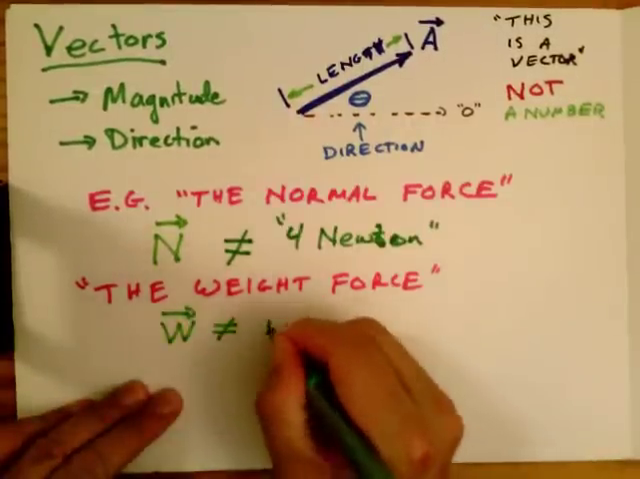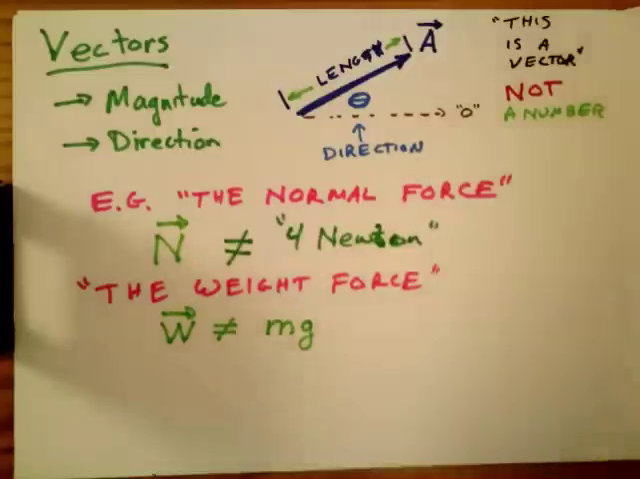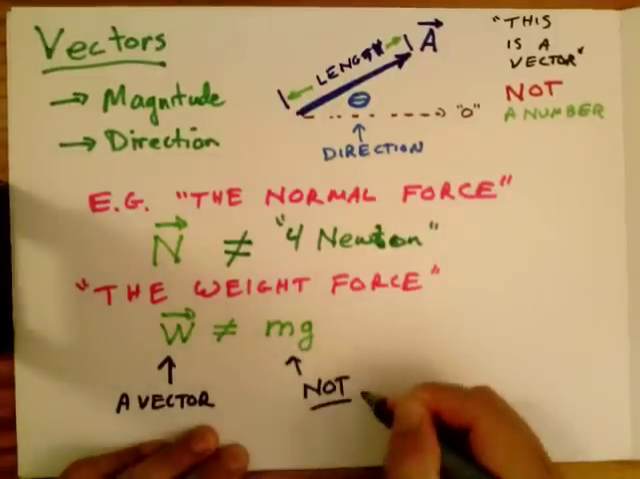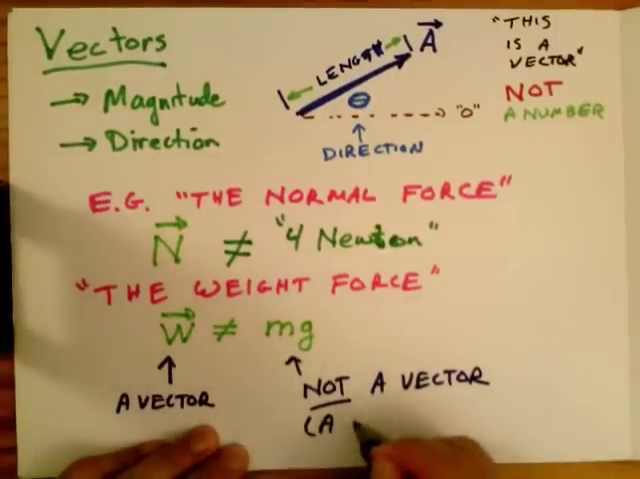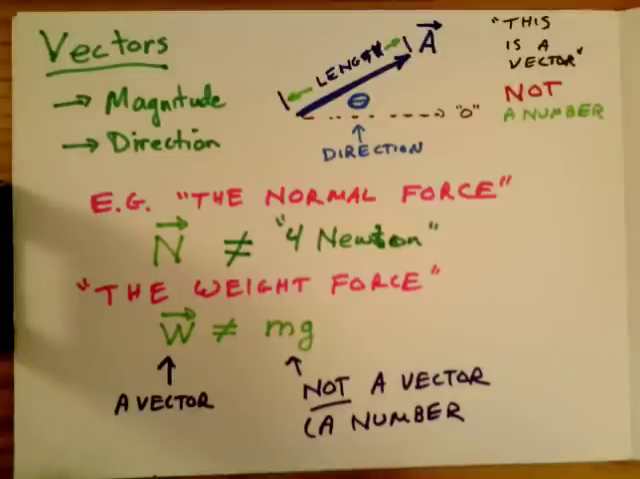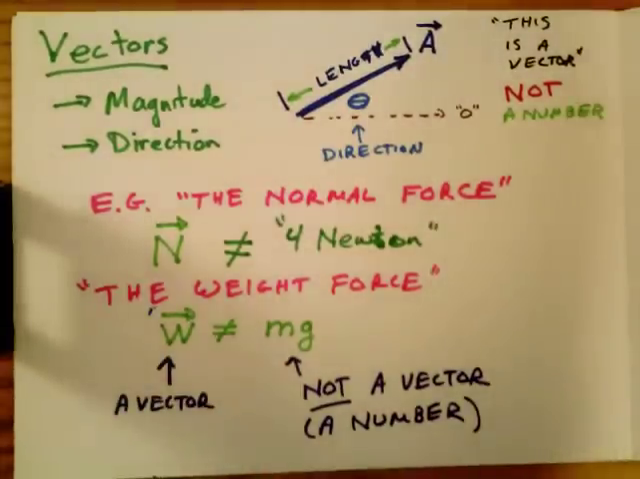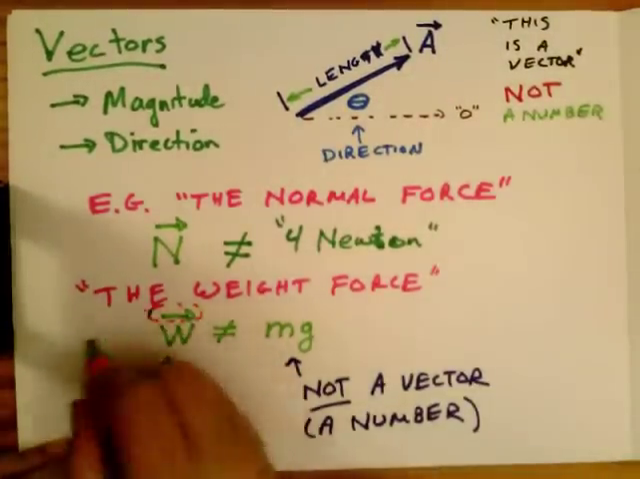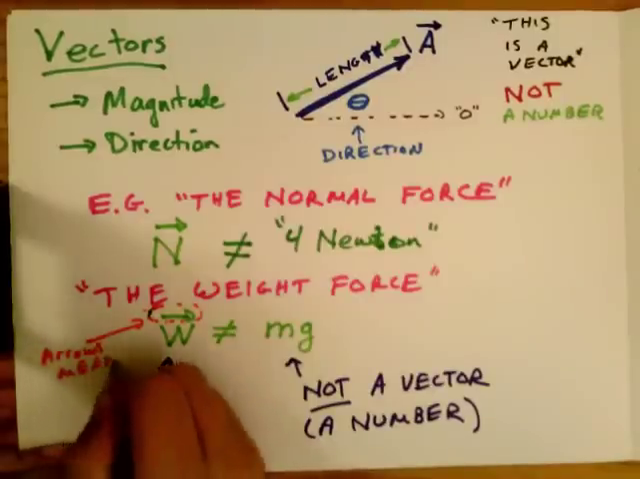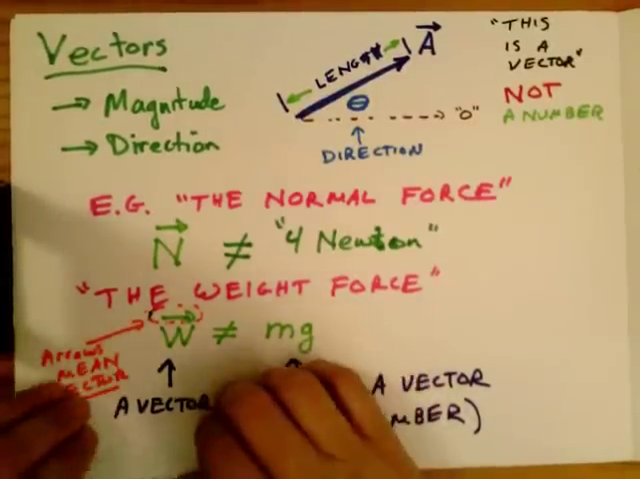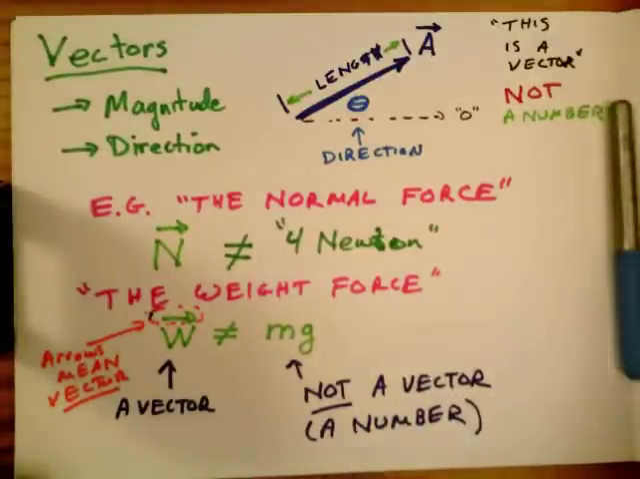Likewise, the weight force. The weight force is not equal to mg. Mg are two numbers that we multiply together, which are not a vector. Two numbers multiplied together is a number. So we want to distinguish between vectors and numbers, and that's why that little arrow sign on top is so important. If I'm talking about the vector, that vector symbol has to be there. The arrows mean this is a vector. Without the arrows there, it's not a vector. You can't put a vector symbol on a number and vice versa.